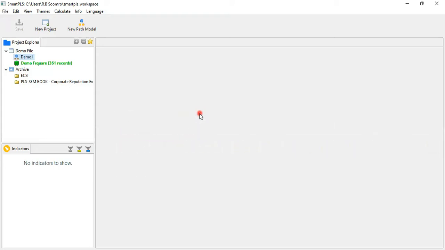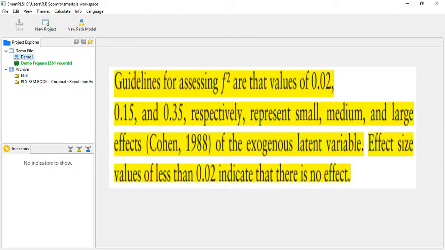Okay. Some of the guidelines for assessing F square are that the values of 0.02, 0.15, and 0.35 respectively represent a small, medium, and large effect on the exogenous latent variable. I want to remind you that exogenous means the independent variable and endogenous means the dependent variable.